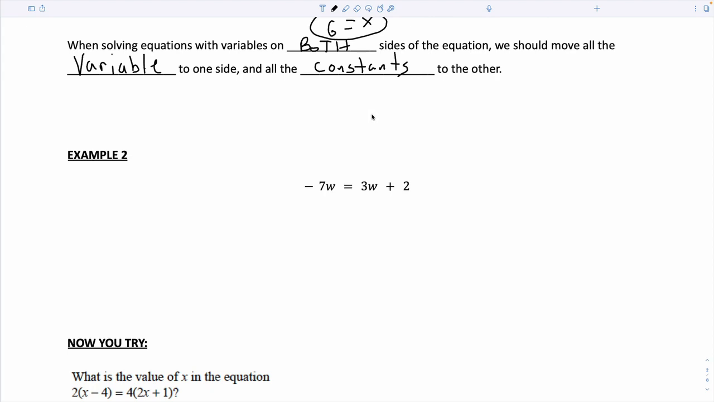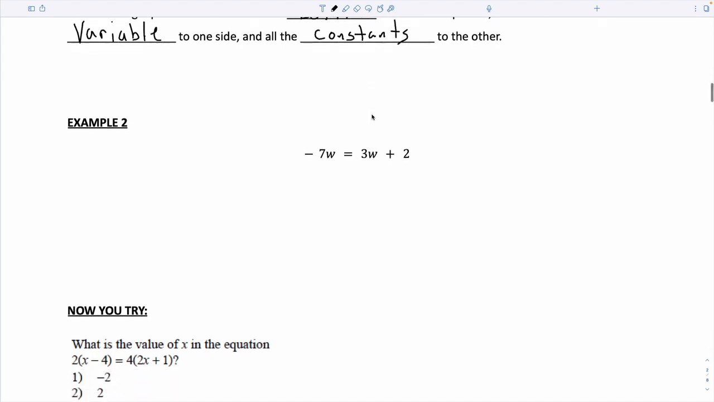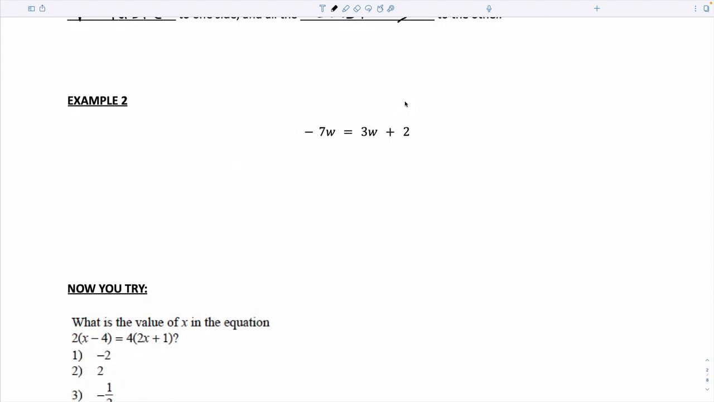Great. So our goal today is to separate all the variables to one side. It can be a 2x, it can be a 3x. It just has to have some letter mixed in, and send the constants to the other side. Let's try one example. Example 2, I have negative 7w equals 3w plus 2.